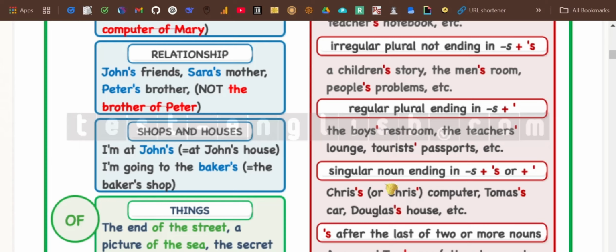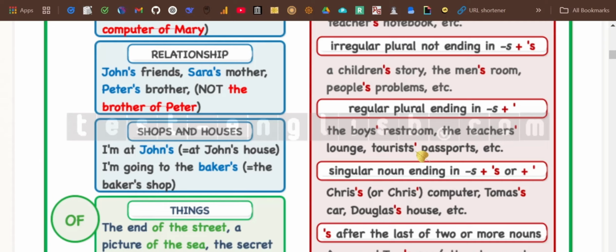Parents, yeah, it will come now. Yes, now in this case you see, boys, apostrophe, only the apostrophe. You don't need to put another S. Okay? The teachers' lounge. Lounge is where they sit, relax. So the teachers here, multiple teachers, more than one teacher. Tourists' passports.